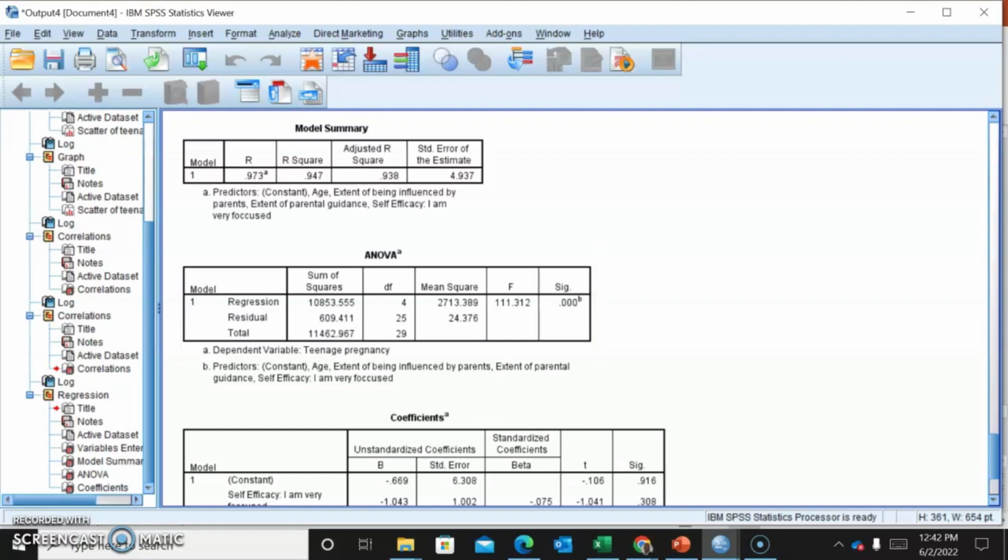Then we go to the next table. The next table is the ANOVA table, where we pick only one component to look at, which is the significance. The significance there is 0.000, which means it's a significant model. Remember, in our measurement, we said the closer we move to 0.00, the more significant it is. And if it's below 0.05, then it's a significant model. So this is a significant model.